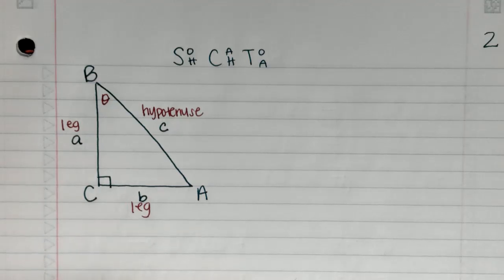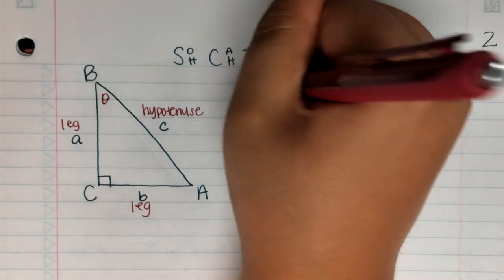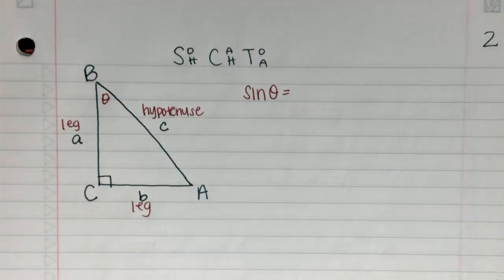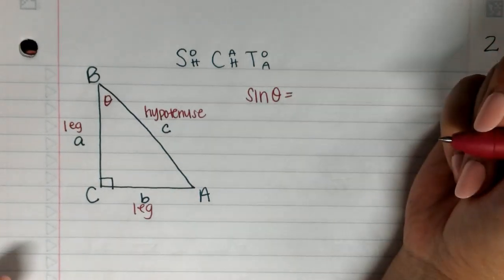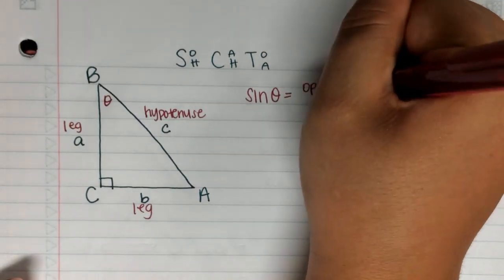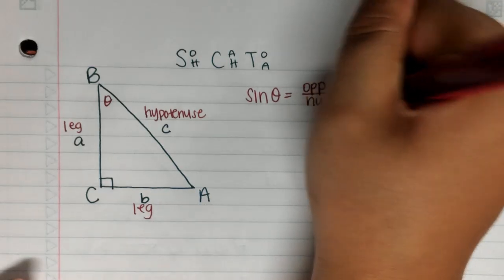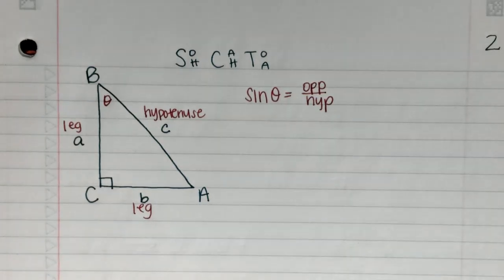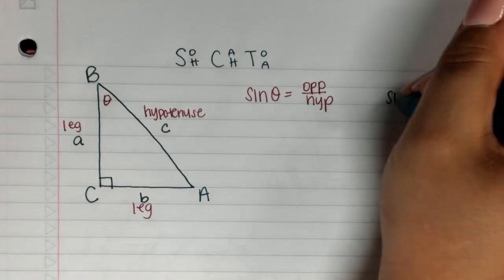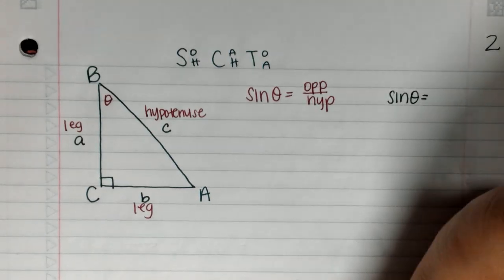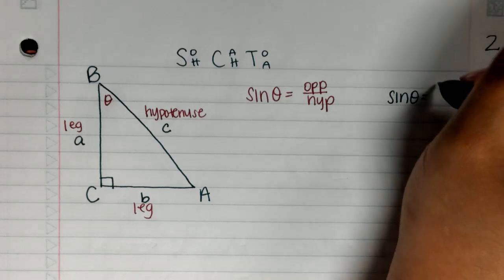So let's review. What does SOHCAHTOA mean? What is SO? It is going to be the sine of theta. Let's actually write it down first. Sine means what? Opposite over hypotenuse. So, what is the sine of this theta here? What letters am I going to have? What's opposite the theta? What's my hypotenuse?